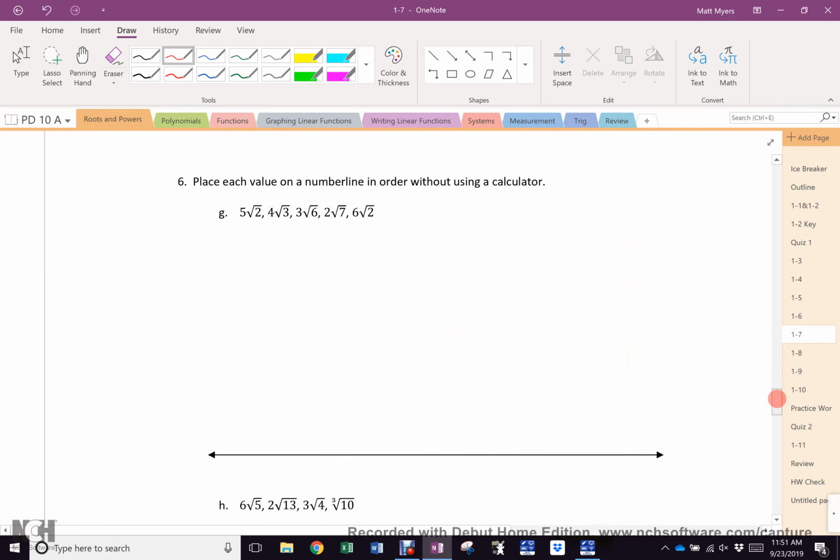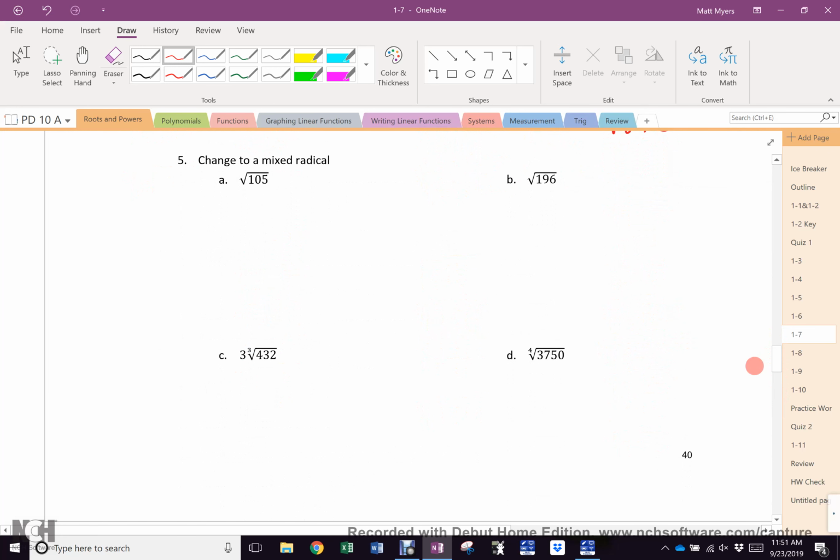And then the last bit was just putting it all together. This one cannot be changed to a mixed radical because that is 3 times 5 times 7. Are there any pairs? No. So it stays as root 105. This is, of course, 14. This is, if you've memorized your perfect cubes, of course you saw that is 216 times 2. What is the cube root of 216? 6. So out comes a 6.